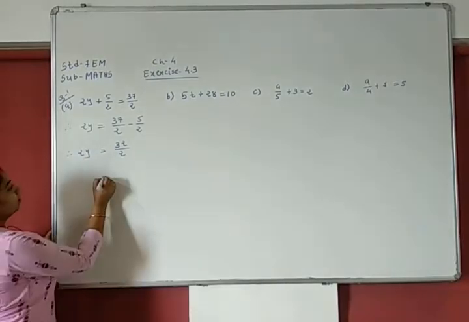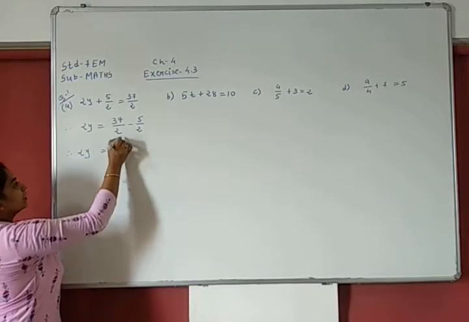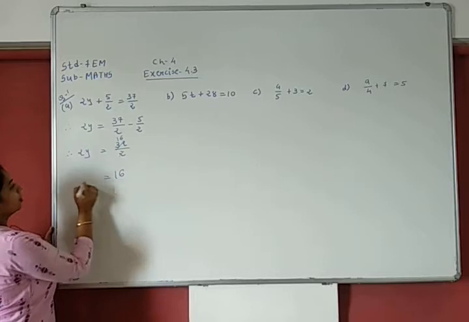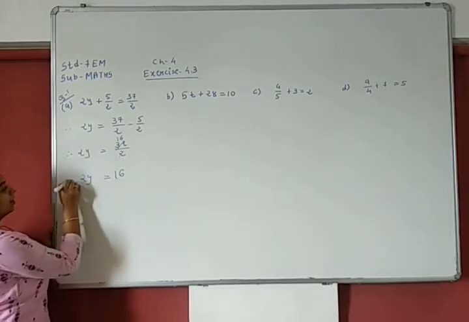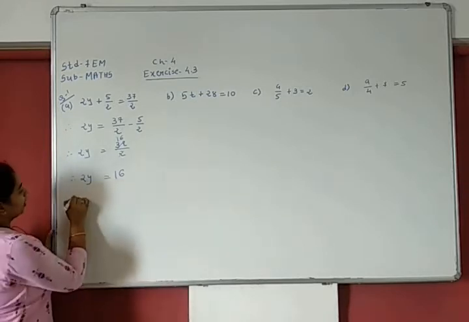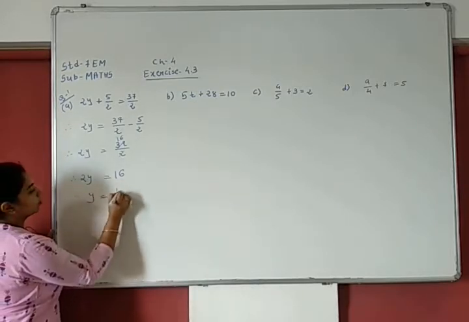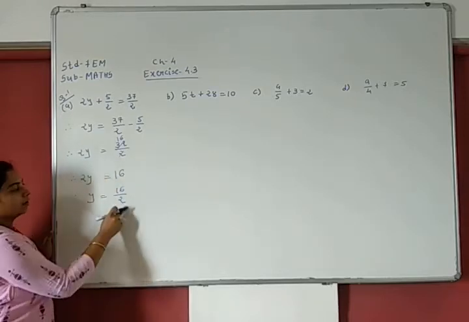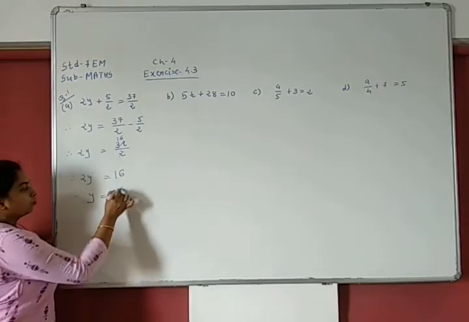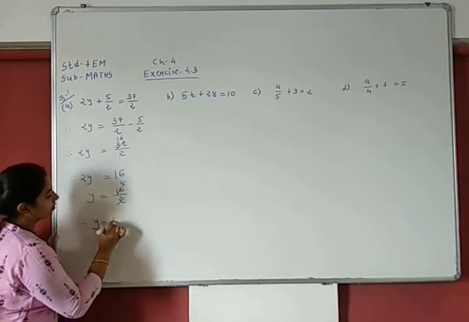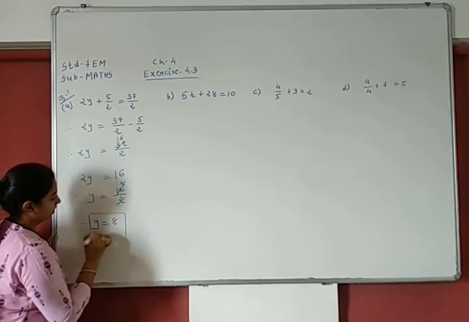Now 2 16s are 32. So here I got the answer 16, but it is of 2y. But we want the value of y. So next step, y equals 16 divided by 2. This 2 will come here in the denominator. Now 2 8s are 16. So the value of y equals 8.